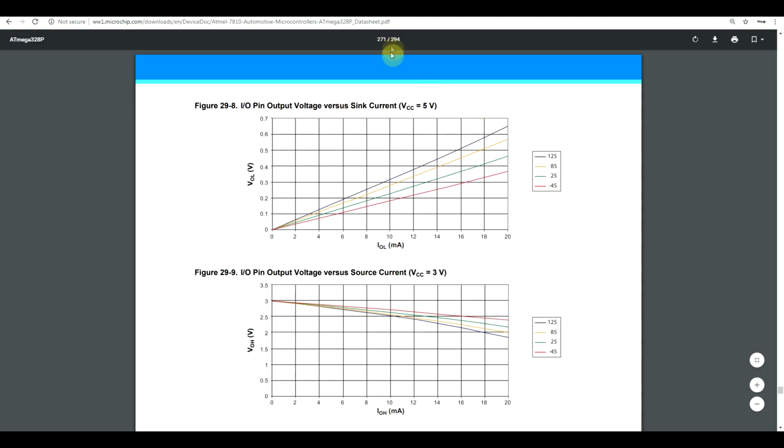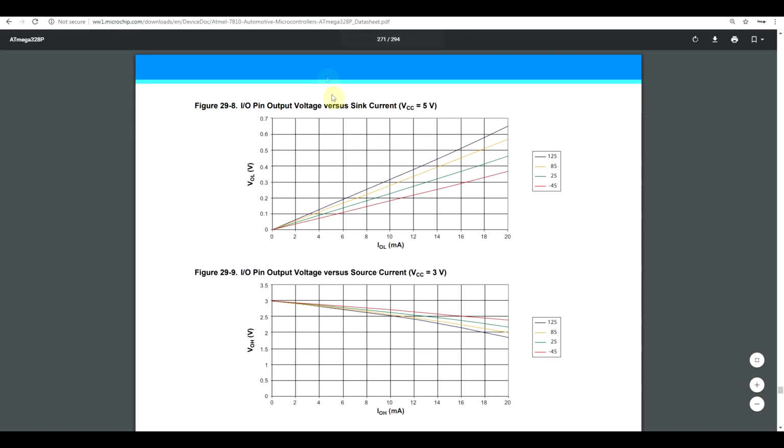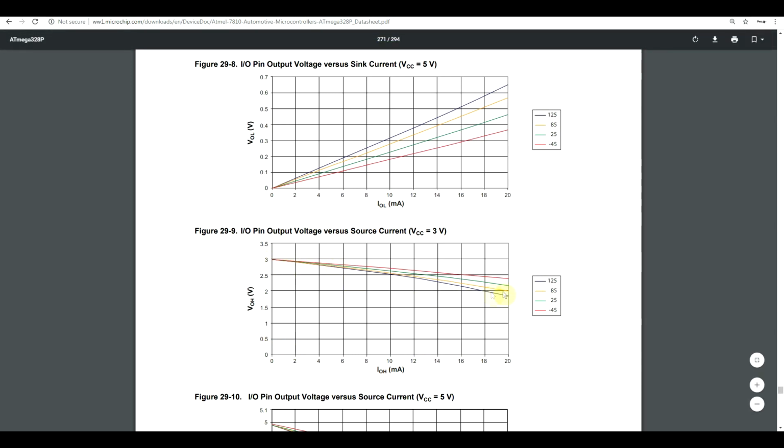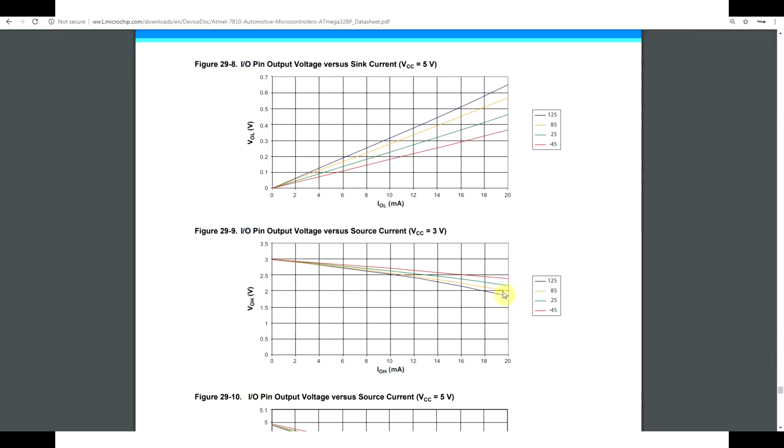If we go to page 271, we can see how the output voltage varies based on the current that's going through that pin. So we have here the output low voltage, and based on what sort of current we're sinking into this pin, we see that the voltage on it will rise in a very linear fashion. So this is highly characteristic to the simple resistor type of circuit. Same thing can be seen if we are sourcing current from it. With rising current, the voltage will drop very straight and very linearly.